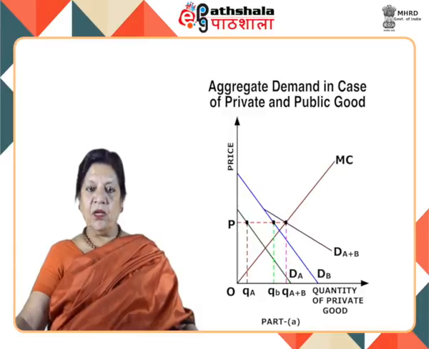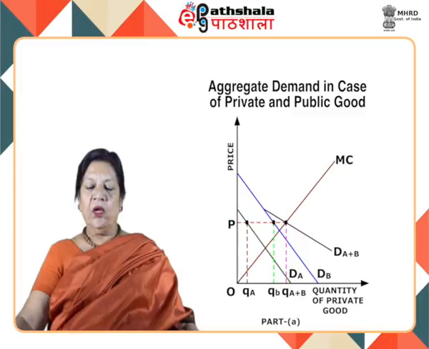At this price, the quantity demanded by individual A is QA. Quantity demanded by individual B is QB. And total market demand is QA+B. That is, MC is equal to P is equal to MBA is equal to MBB.